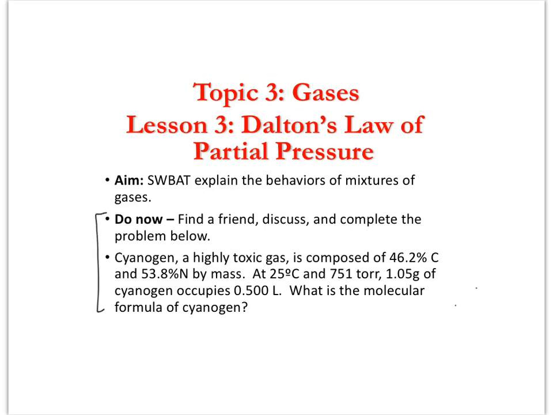This uses a combination of concepts we've looked at. You're given the percent breakdown of cyanogen, which is made up of carbon and nitrogen. Then it gives you the temperature, 25 degrees Celsius, 751 torr, 1.05 grams of cyanogen occupies 0.5 liters, and asks what's the molecular formula of it. So take your time, work through this from your notes, and put in an answer.